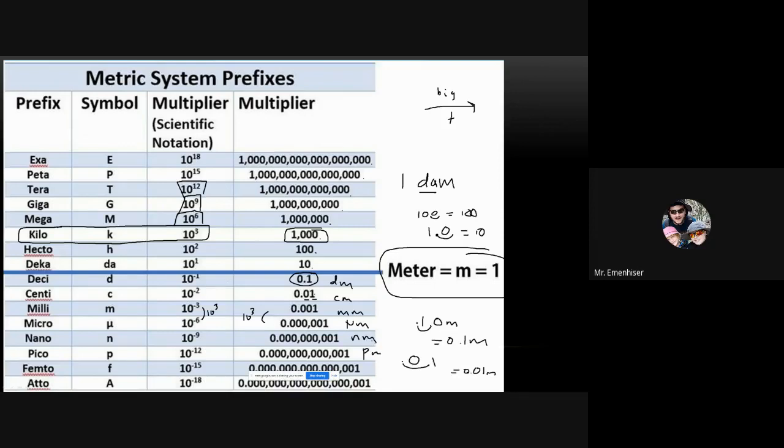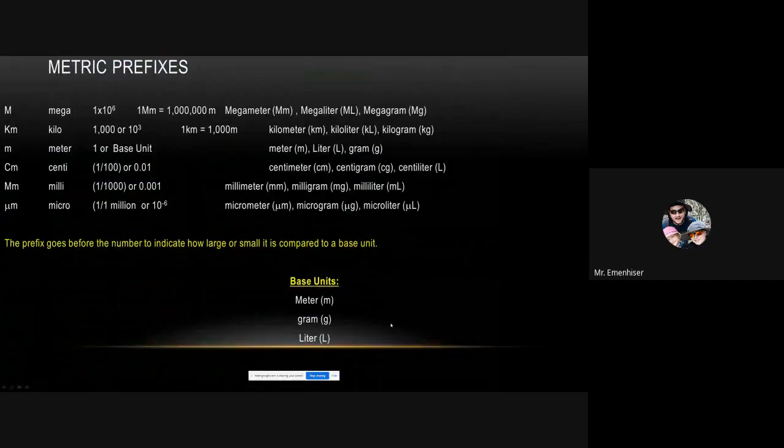So this just has all the units, and you should keep it somewhere for reference. I will be giving you a copy of this in class if you're face-to-face, and I can make this a document that I can share with my virtual kids. Here's some units. This is kind of what we already did. The prefix goes before the number to indicate how large or small it is compared to the base unit. And that's our base unit. So that's pretty much it.